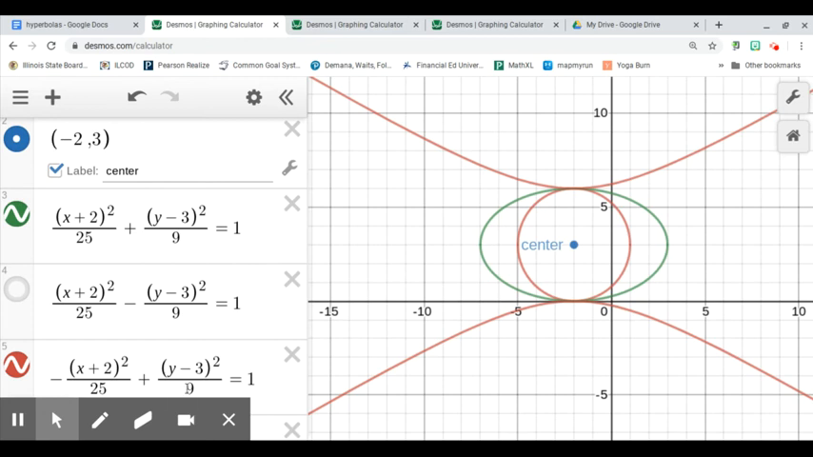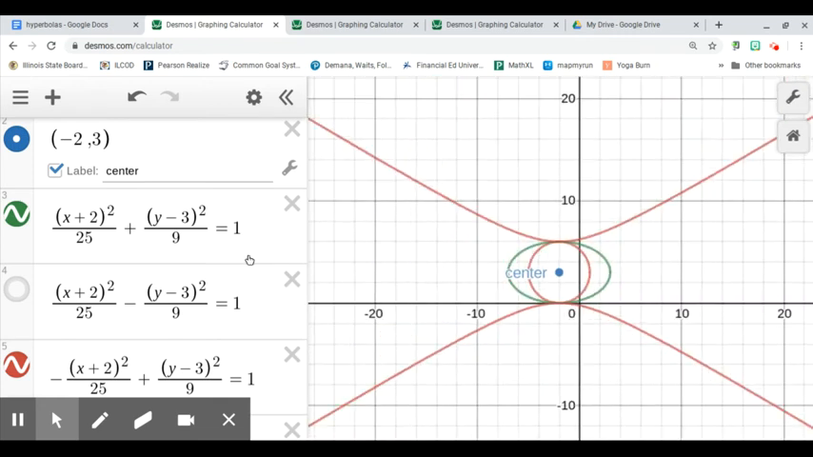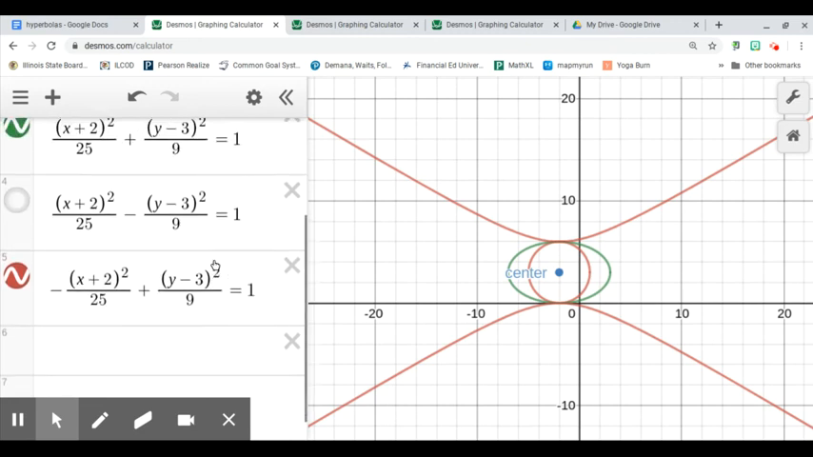Since the y squared is positive, the square root of 9 is 3. So from the center, I go up 3 and I go down 3. And that gives me my vertices, and ta-da, that's how I would make my very rough, sketchy sketch of that hyperbola. I think that's about all I have to say about that.